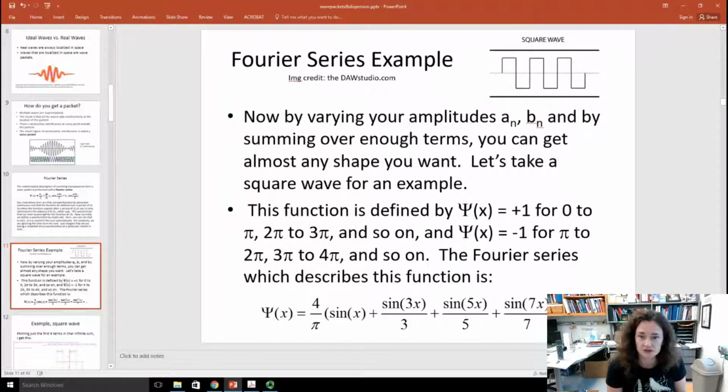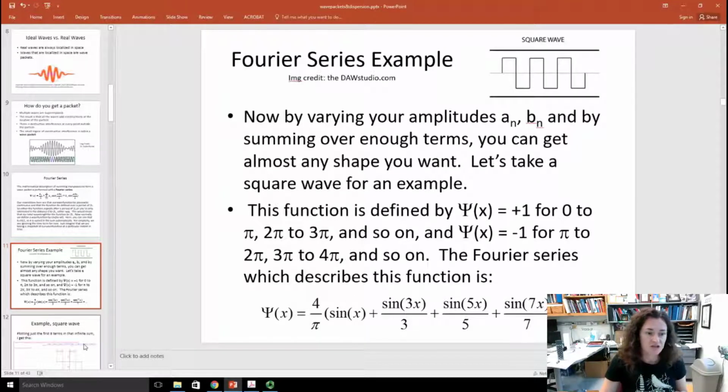Now the Fourier series, which describes this function, is described this way. Psi of x is equal to 4 over pi times sine of x plus sine of 3x over 3 plus sine of 5x over 5 plus sine of 7x over 7, and then it keeps going. It's an infinite series.